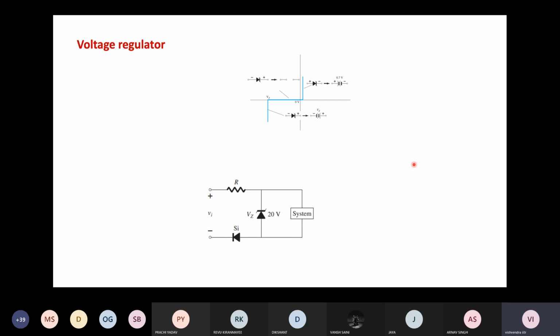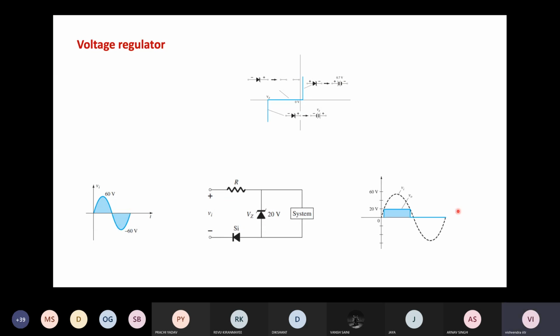Now, in addition to a simple diode, we can use Zener diodes as well in various circuit applications, and these are known as voltage regulator circuits. And as you can see, the Zener diode has a different kind of symbol, in which the other terminal is slightly tilted. And what happens is that if we apply a certain voltage, let's say this voltage is changing from 0 to 60 volts and then to minus 60 volts.